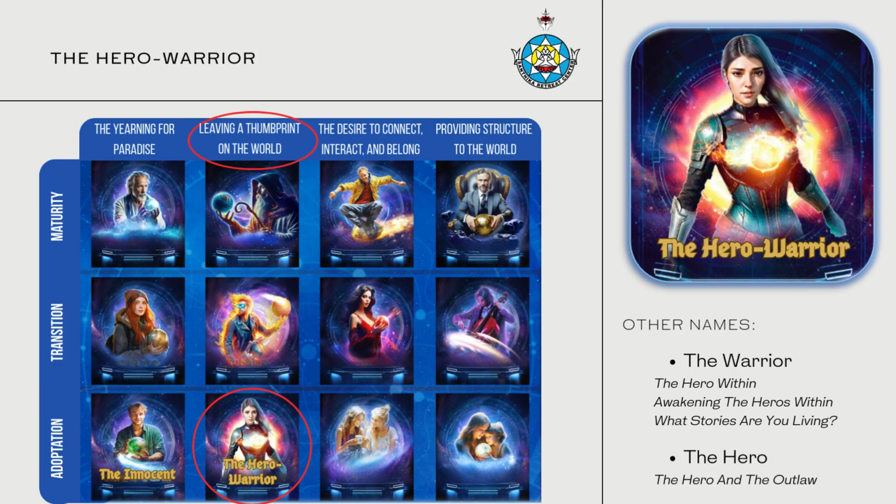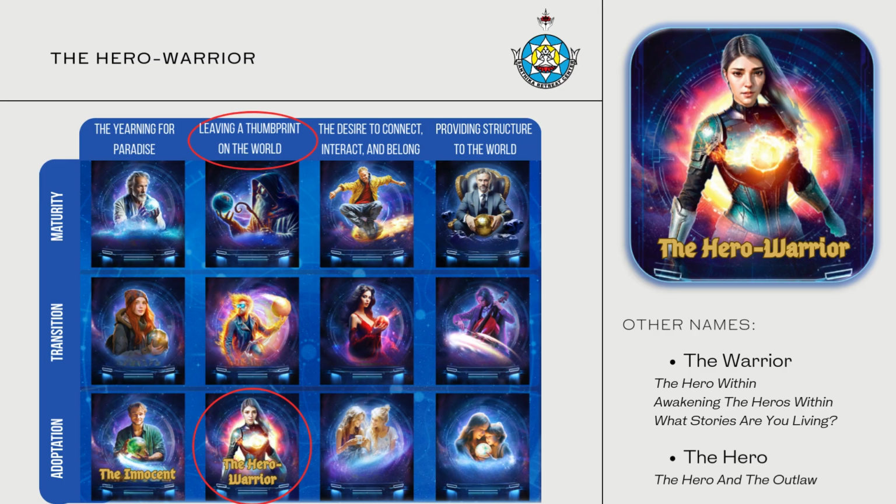In nearly all of her books, Carol Pearson refers to this archetype as the warrior. However, in the book The Hero and the Outlaw, which she co-authored with Margaret Mark, the same archetype is called the hero. To reflect both traditions in the archetype matrix, we use the combined name hero-warrior. This is important because this archetype is not only about protection, it is also about recognition.